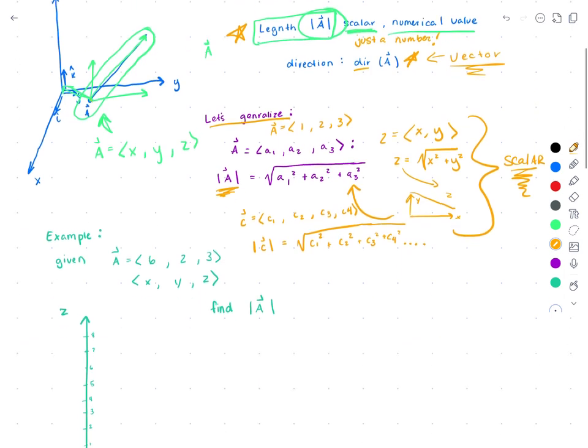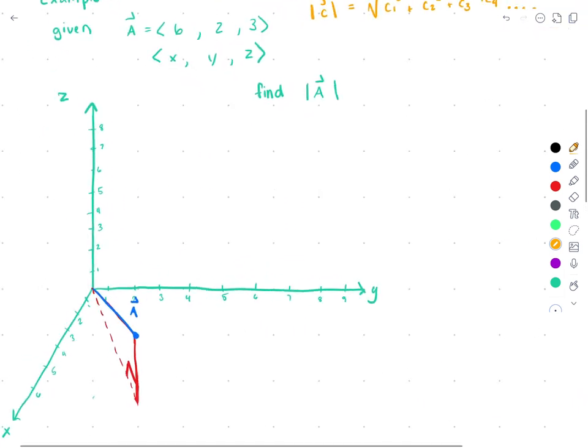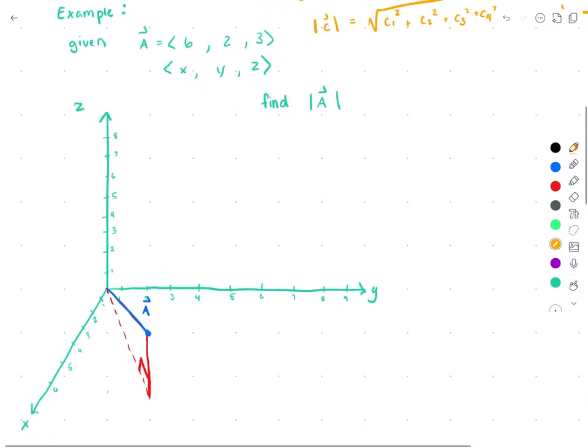So if I'm given my vector A is 6 units in my x direction, 2 units in my y direction, and 3 units in my z direction. You can see my very bad drawing here. And I want to find the length of A. If I was to redraw this in a simpler way, so instead of looking at it from this weird angle, let's just redraw it to look like this.